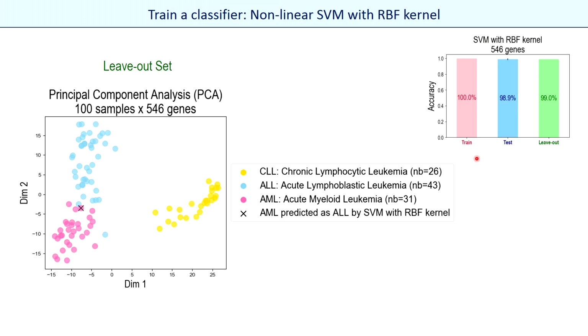We obtain the accuracy of 100% in the training dataset and the accuracy of almost 99% in the test dataset. In the leave-out dataset, we are able to correctly predict all the samples except one. Yes, the nonlinear SVM model performs a little bit better than the logistic regression. We gain 1 point. Of course, the difference is not huge because the logistic regression performed already very well, but this new nonlinear model seems to be even better.